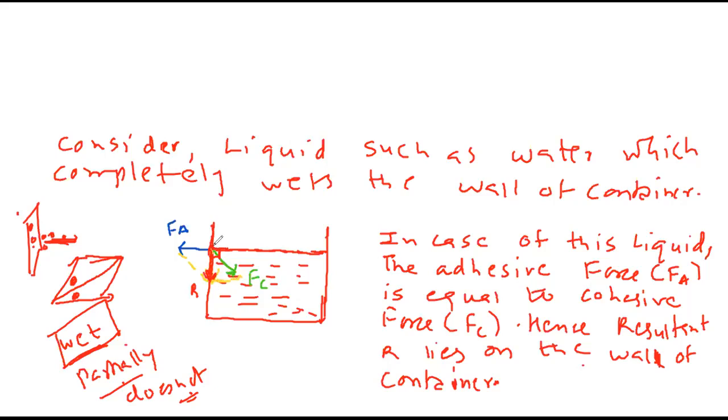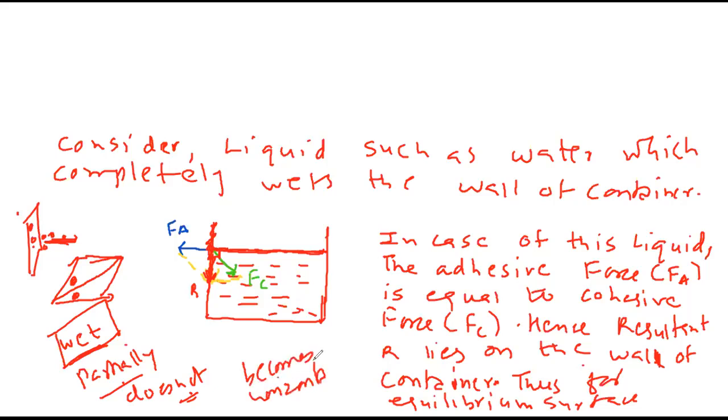So the property of liquid is it will always try to adjust its surface in such a way that it is perpendicular to the resultant. So in case of this liquid, adhesive force is equal to cohesive force and resultant R lies on the wall of the container. Thus, for equilibrium, surface becomes horizontal. Absolutely self-explanatory. Seeing the diagram, I'm just telling surface becomes horizontal. Just complete two more lines, then second case we are. Very simple chapter, it is diagram based.